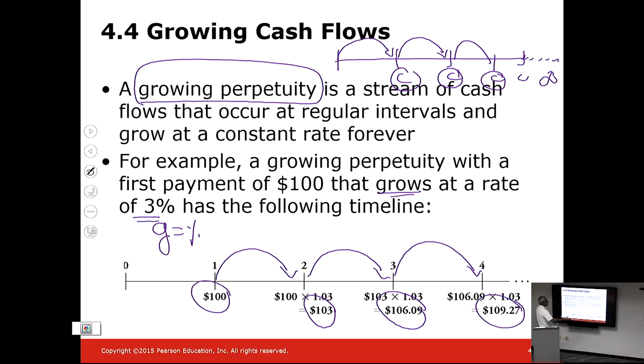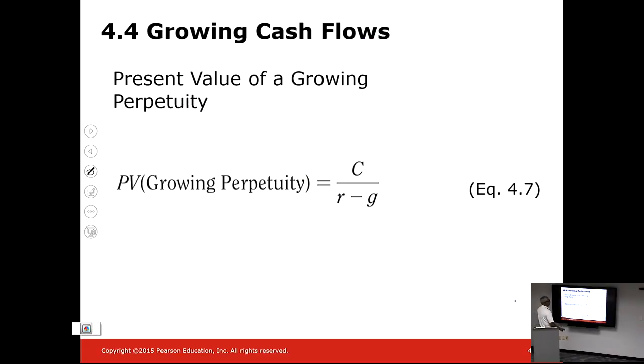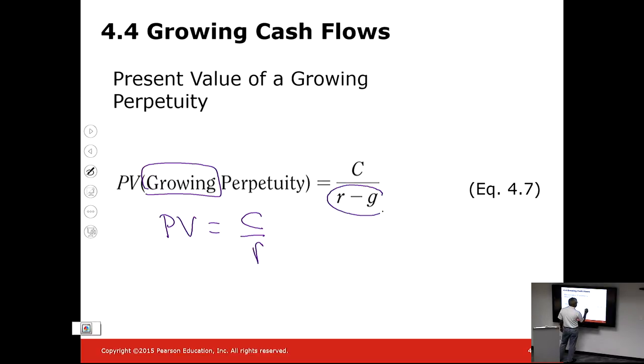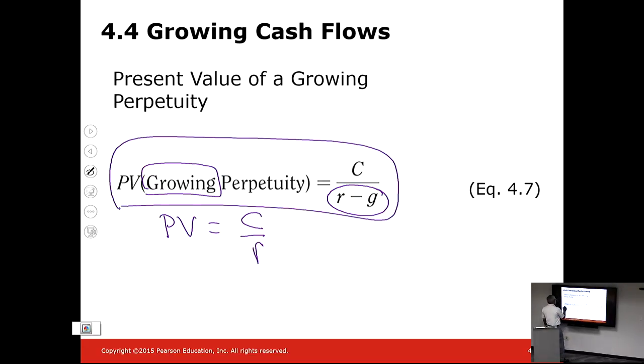So what's the present value of this perpetuity? This is called a growing perpetuity. If you remember, the present value of a perpetuity is C over R. Present value of a growing perpetuity is the same thing, C over R, but now I have to subtract the G from here. We don't go over the details on how that equation is developed, but for you it is sufficient to know that that's the formula that prices for us a growing perpetuity.